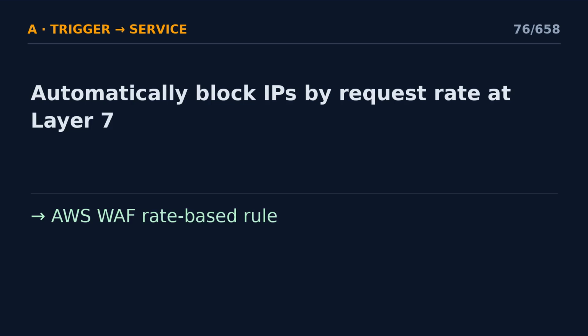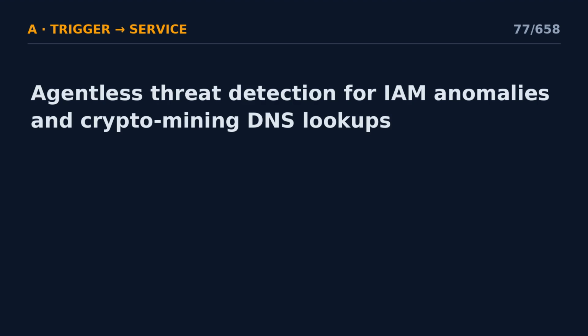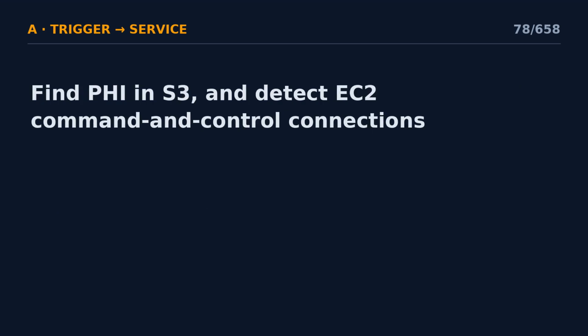Answer: AWS WAF rate-based rule. Agentless threat detection for IAM anomalies and crypto mining DNS lookups. Answer: Amazon GuardDuty. Find PHI in S3 and detect EC2 command and control connections.